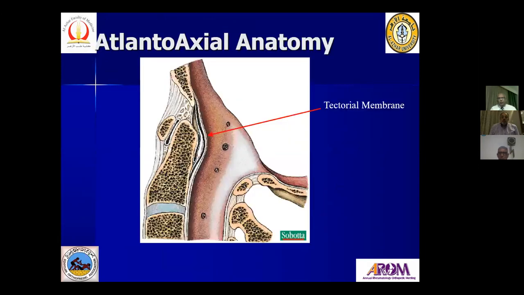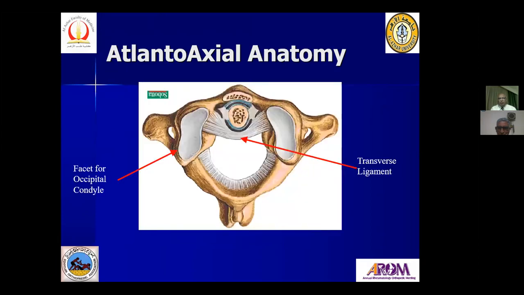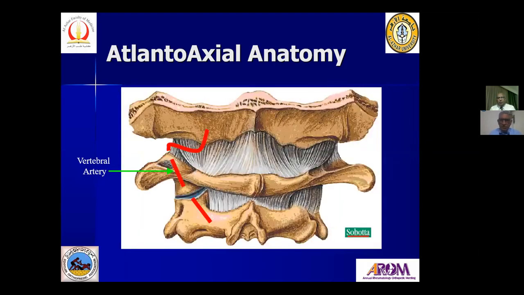And we have to know about the atlantoaxial articulation. The tectorial membrane is an extension of the posterior longitudinal ligament. This is some anatomical landmarks about the transverse ligament, which is very important for the stability of C1 and C2. This is the atlantoaxial anatomy, and the pre-dental space anterior to the odontoid. And this is the vertebral arch from the posterior, the junction between C1 and C2.